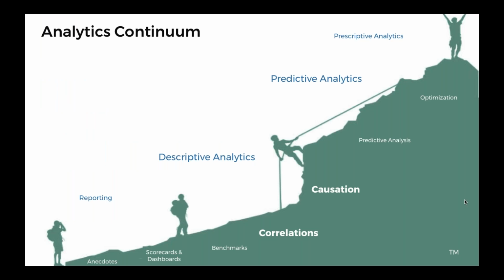The whole idea is the climbing gets harder the further you get, but the view gets better. As you move up the continuum, you need more advanced skill sets. I've intentionally built the difference between descriptive and predictive as a cliff, because you're really moving from correlations to causation. We'll talk about that and why it's not easy to climb that cliff. But when you do, you see some amazing insights you can't get any other way.